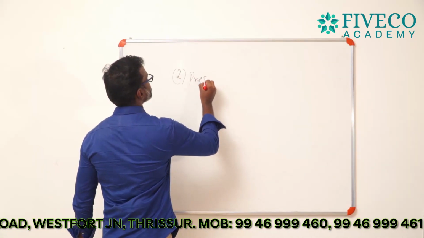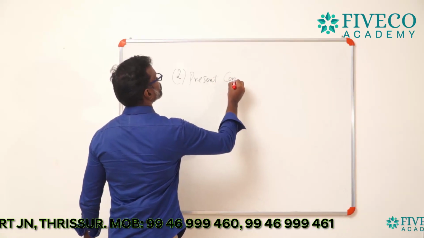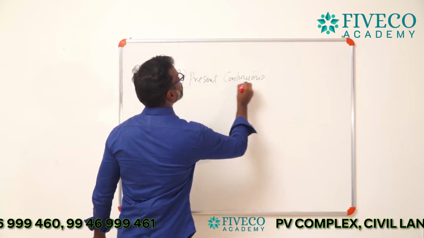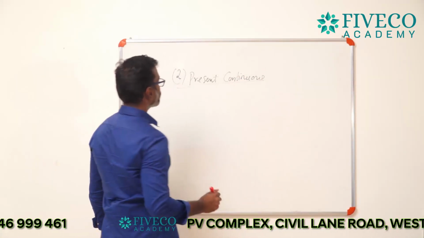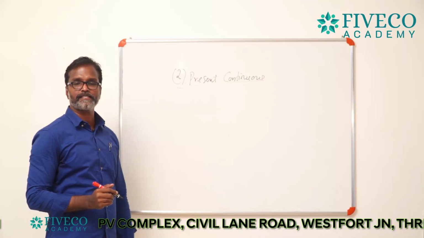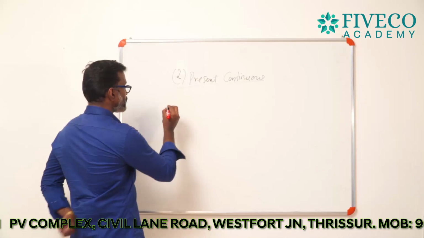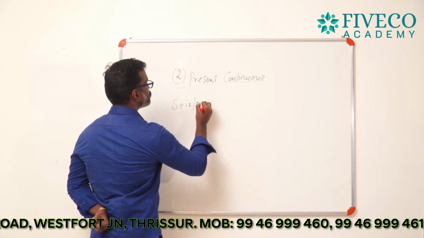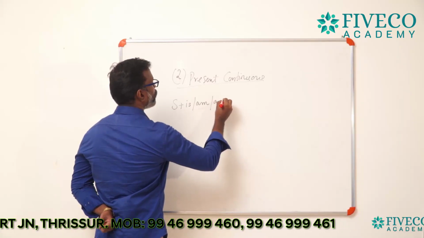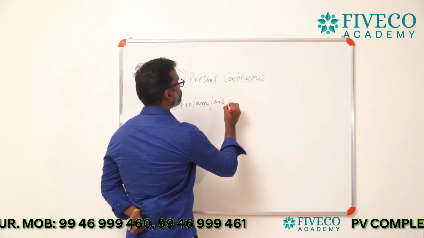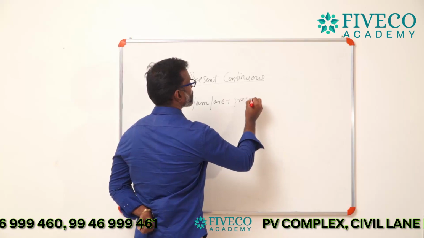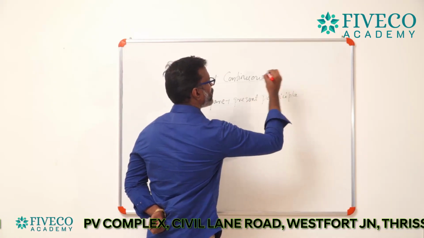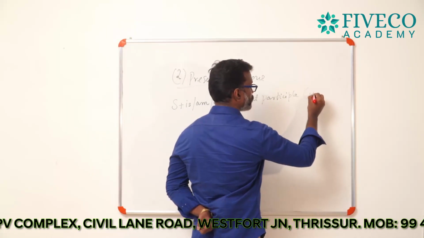Present continuous is the second one. Present continuous, that is the second tense, and it has a formula that is subject plus is or am or are plus present participle. Present participle is the ing form of the verb.